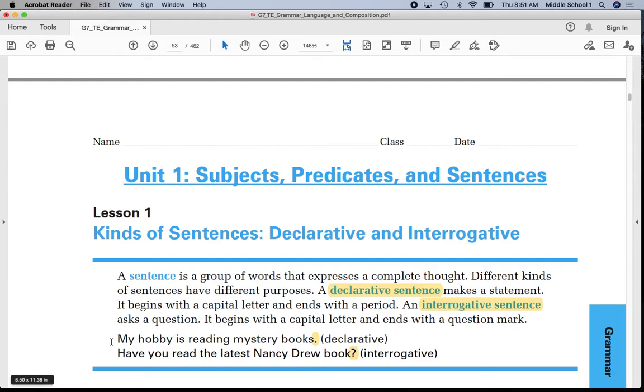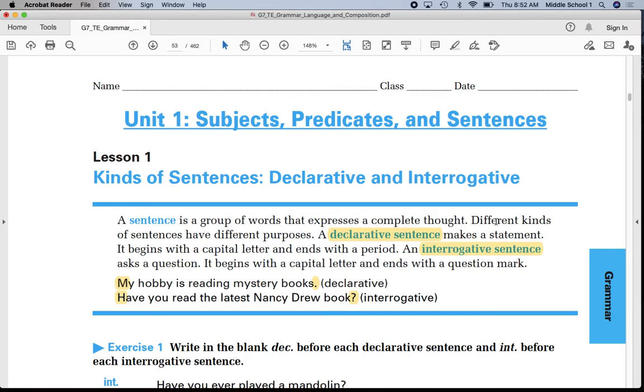You'll notice that all of my sentences begin with capital letters. Capital M, capital H. You'll notice that each of my sentences ends with a punctuation mark, a period, and a question mark. My takeaway for today is, one, am I able to determine if a sentence is declarative or interrogative? Two, do I recognize that it has the proper punctuation, period or question mark, and capitalization at the beginning of the sentence? If I can do those things, I've mastered today's lesson.